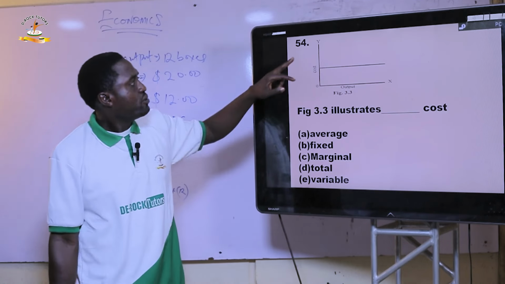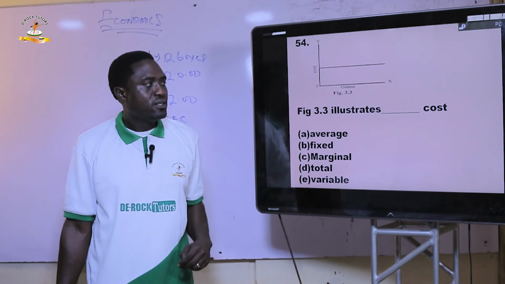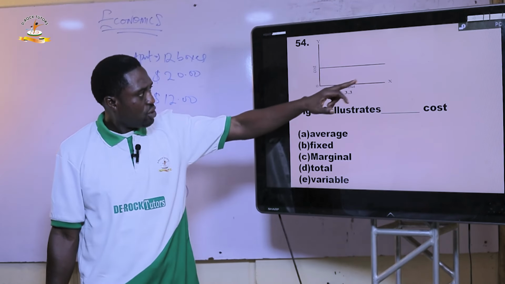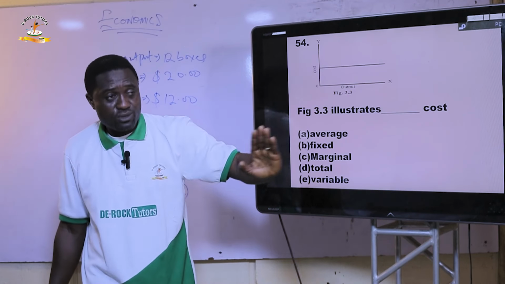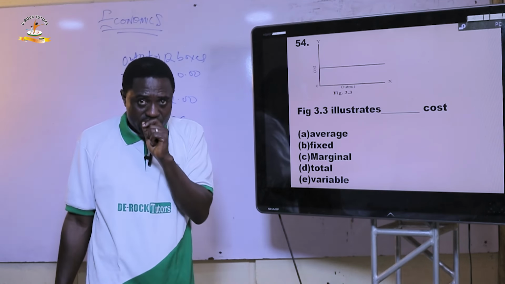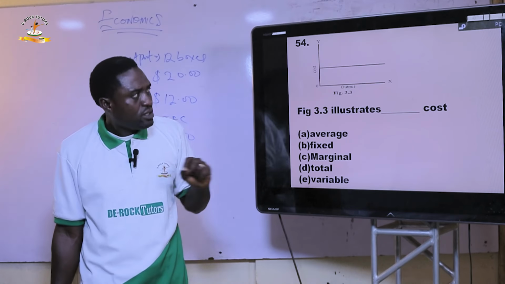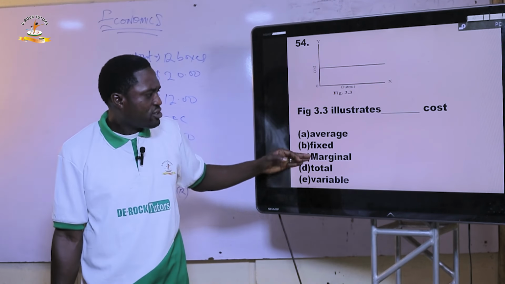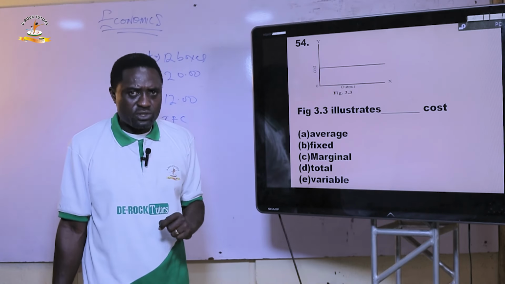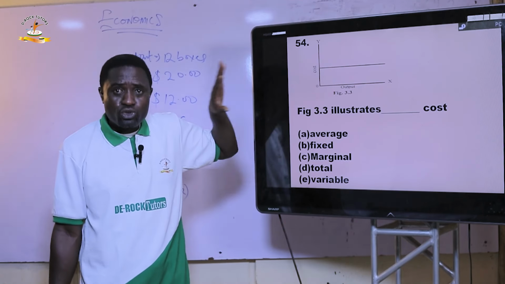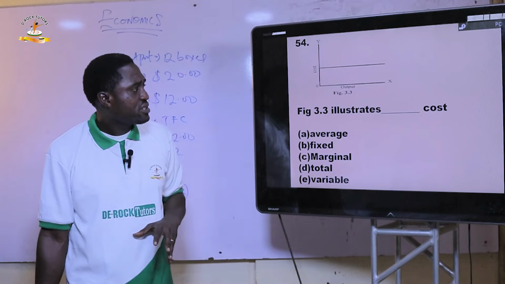54. When you see this graph, this is called fixed cost. At this particular cost, irrespective of the output, it is still the same cost. We call it fixed cost. This is not average cost. This is not marginal cost. This is not total cost. This is not variable cost. This is fixed cost. So anywhere you see this kind of curve, you should know that it is fixed cost.